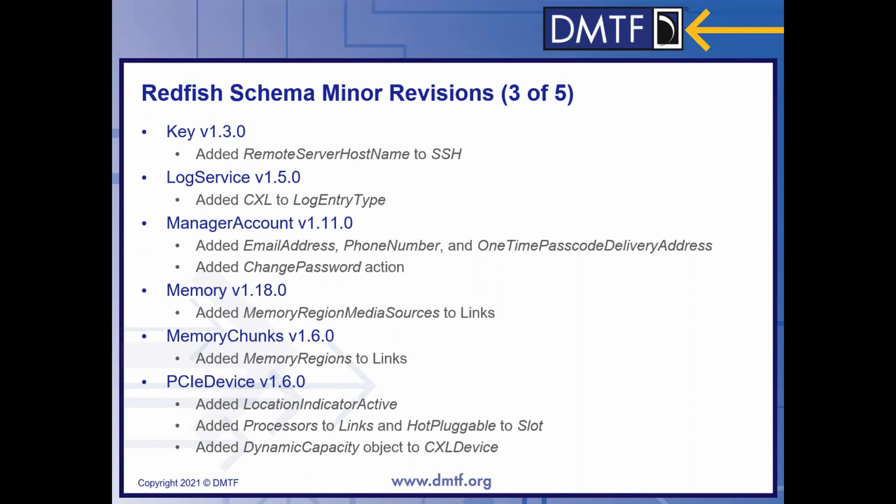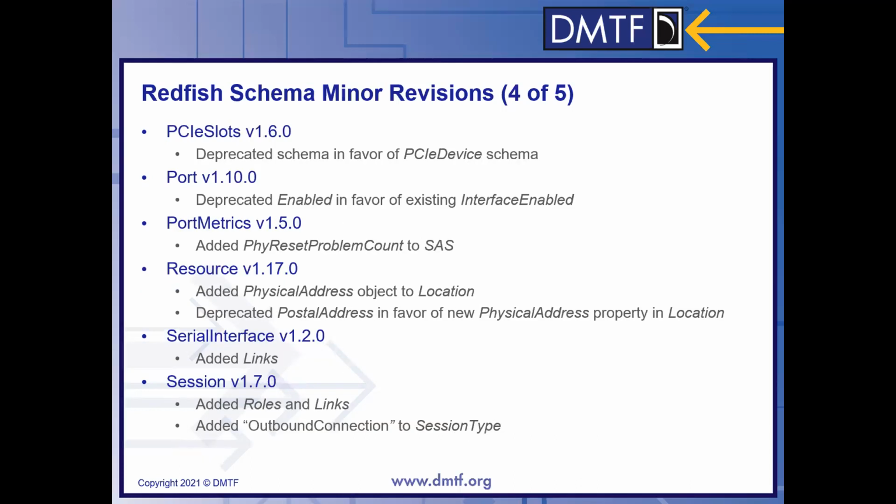The manager account, this was some minor changes as we realized that when we were doing the one-time passcode support, we didn't have the contact information for that user. You had the user's name, but we did not have a place to drop an email address or a phone number, so those were added as well. In memory chunks, those are the links supporting the new memory regions. PCI device, as I said before, this was some additional cleanup to ensure that we had full coverage from the PCIe slots resource that we were deprecating, and there's some dynamic capacity pieces for the PCI device, but that's part of the CXL work. I've already mentioned the PCI slot deprecation.